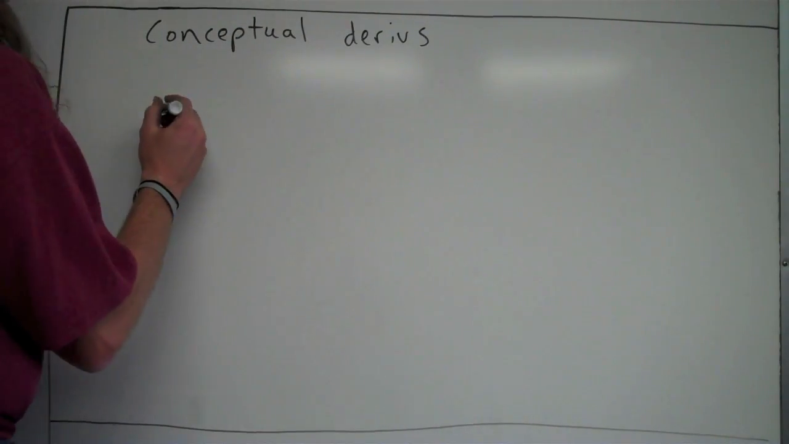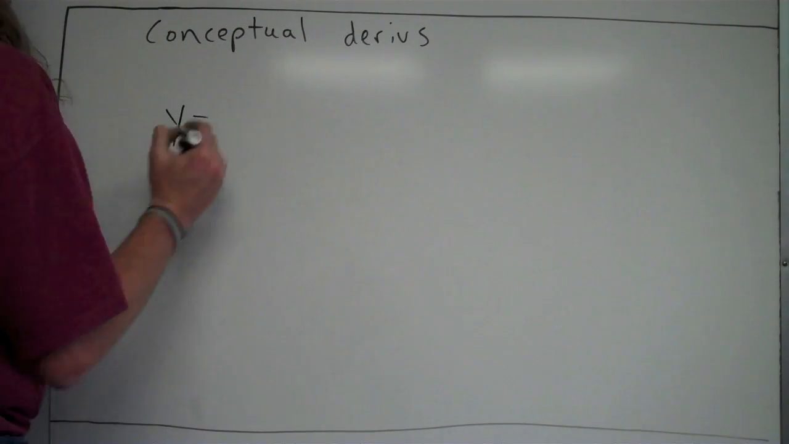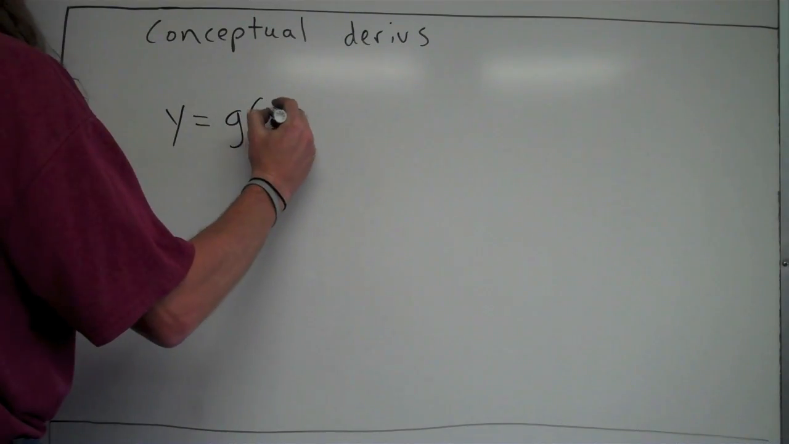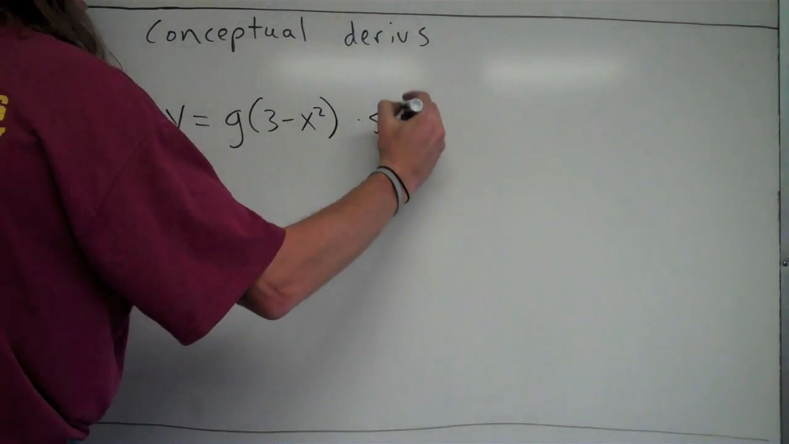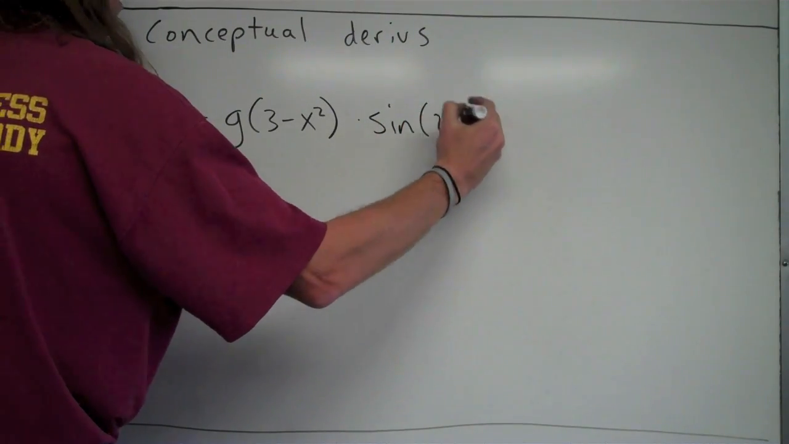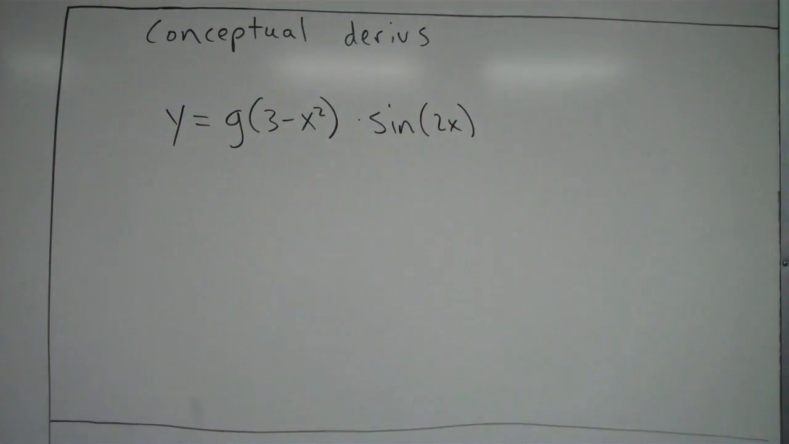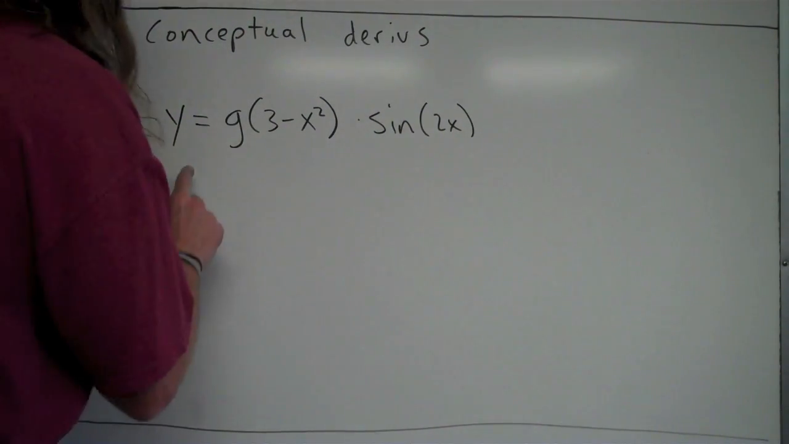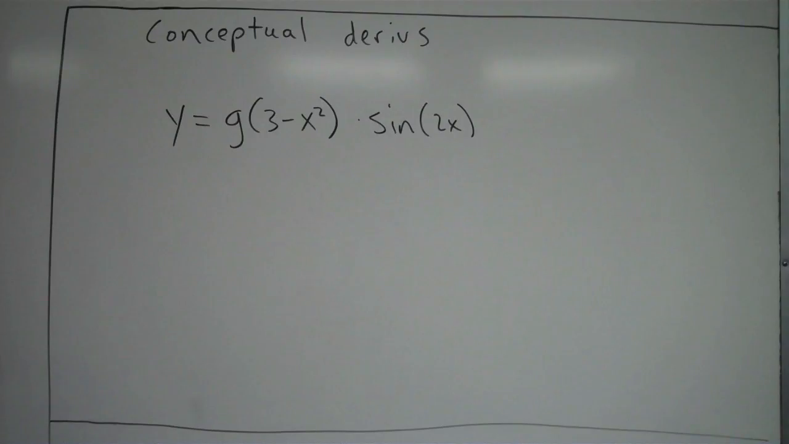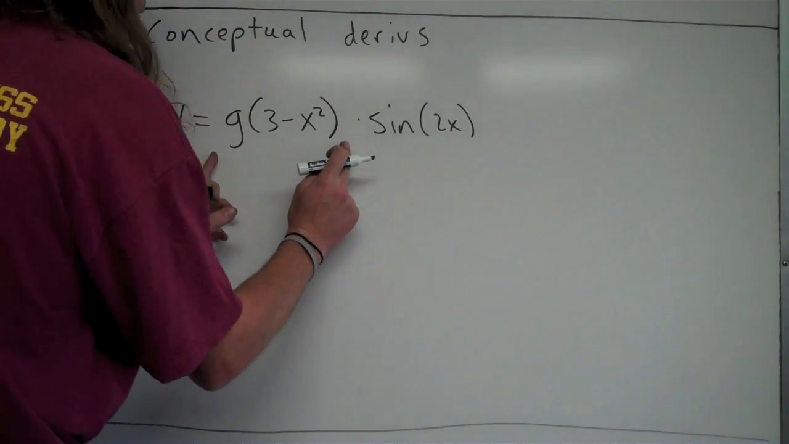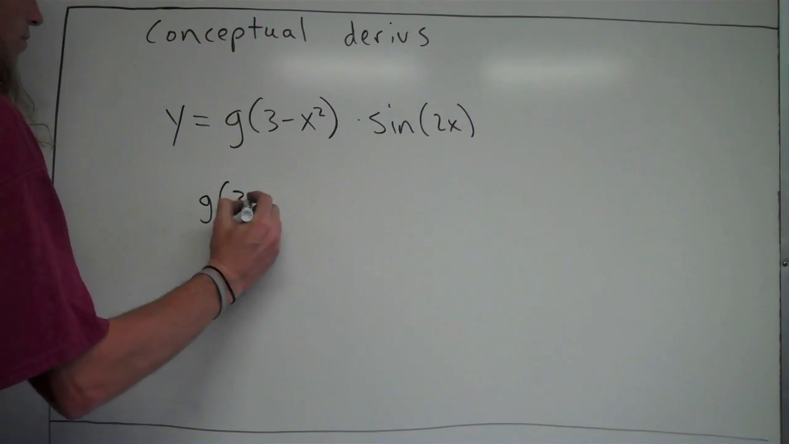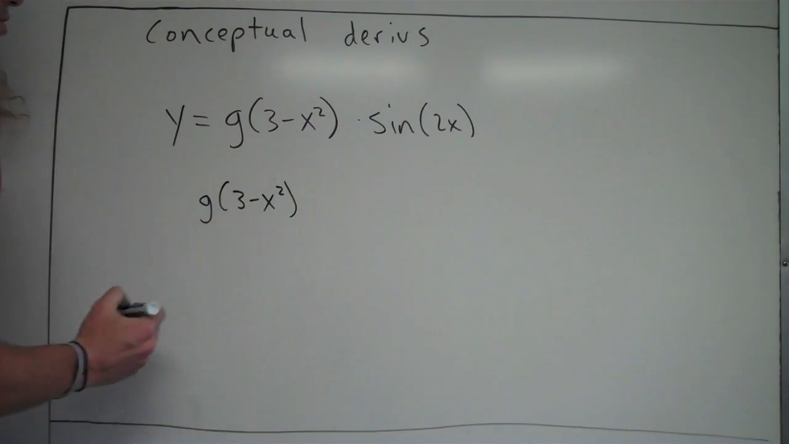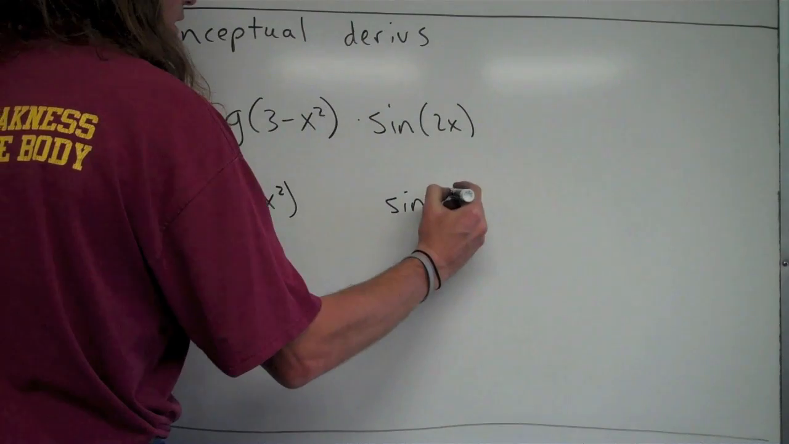Let's just take a look at another one here. So you might have something like this, where y is equal to, say, g of 3 minus x squared times sine of 2x. Here's an example where we're going to use the product rule and chain rule. Our goal right now is to find the derivative of this function. We have two functions that are multiplied by each other, and that's why we're using the product rule. So you have g of 3 minus x squared as one function. The other function is sine of 2x.